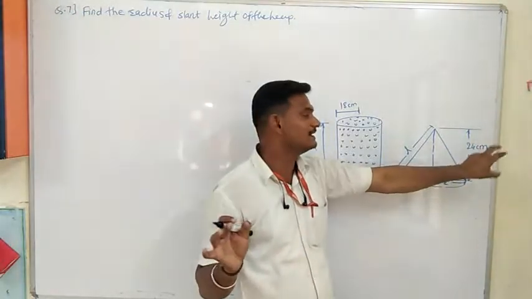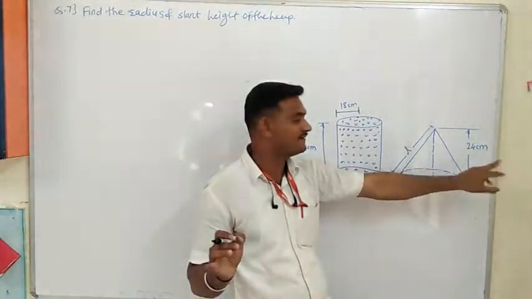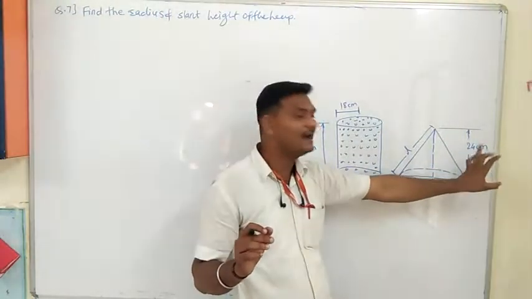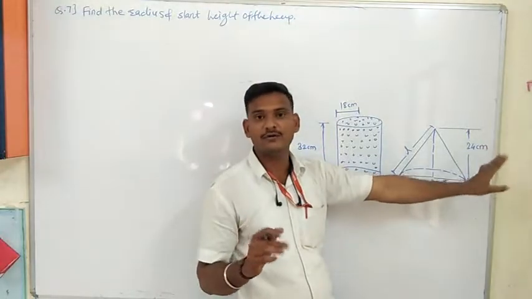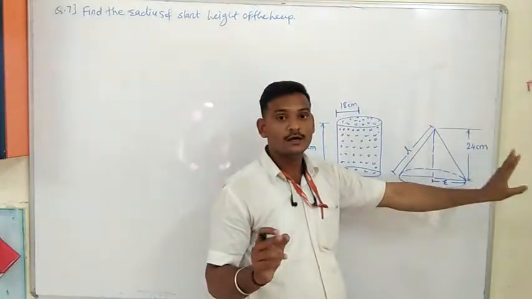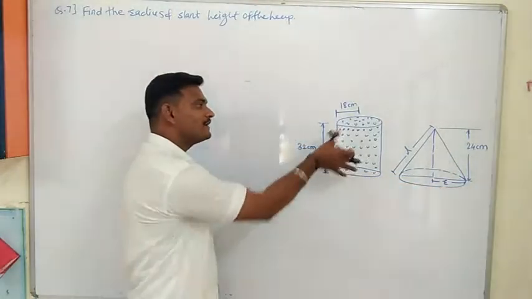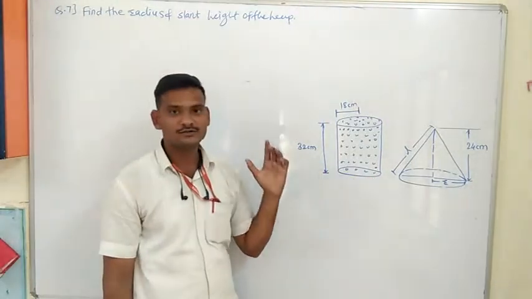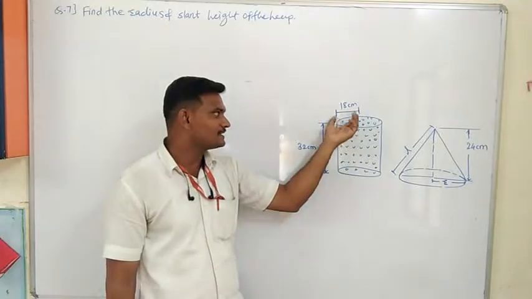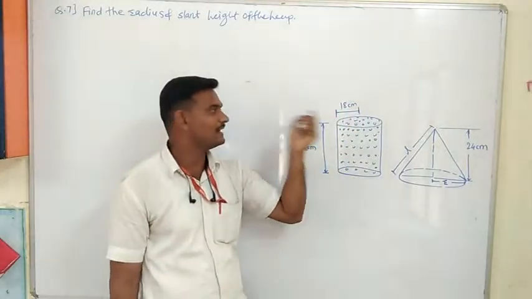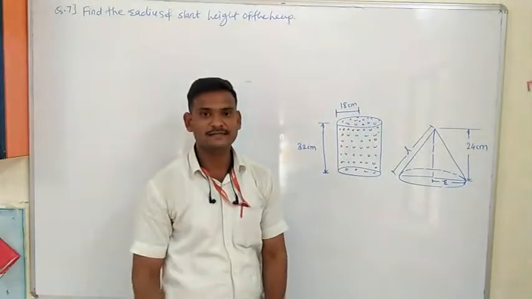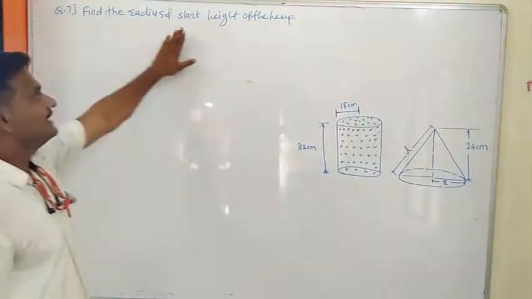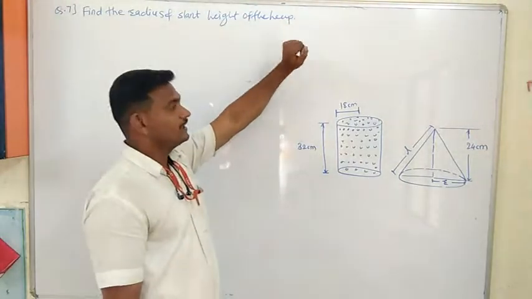Read the question clearly. The height of that conical heap is given as 24 centimeter, not a slant height. It is simply the perpendicular height. And the height of the cylindrical bucket is 32 centimeter, and the radius of the base of that cylindrical bucket is 18 centimeter. What we have to find is the radius and the slant height of the heap.